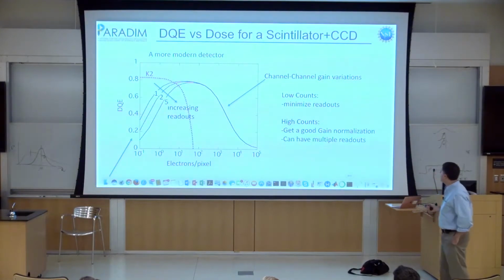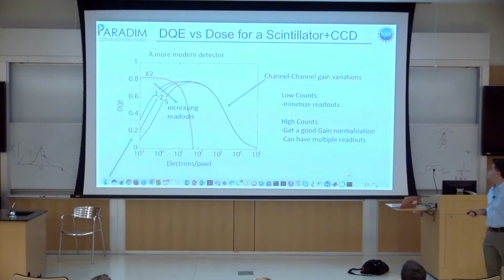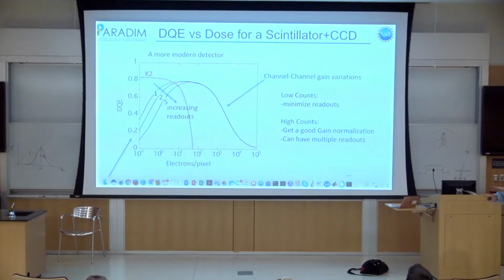So, you know, the strategies on the CCD camera: if I have a low count rate, I don't want to do a lot of readouts because multiple readouts add readout noise. At high count rates, I need a very, very good gain normalization, but I can do multiple readouts and I can actually shift around to average out gain normalization things if I have to push that up a little bit. So that's sort of the general space of DQE.